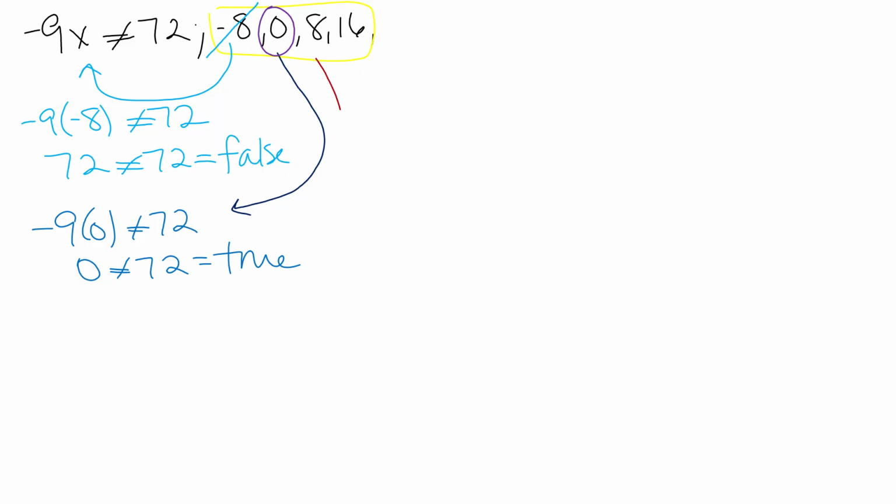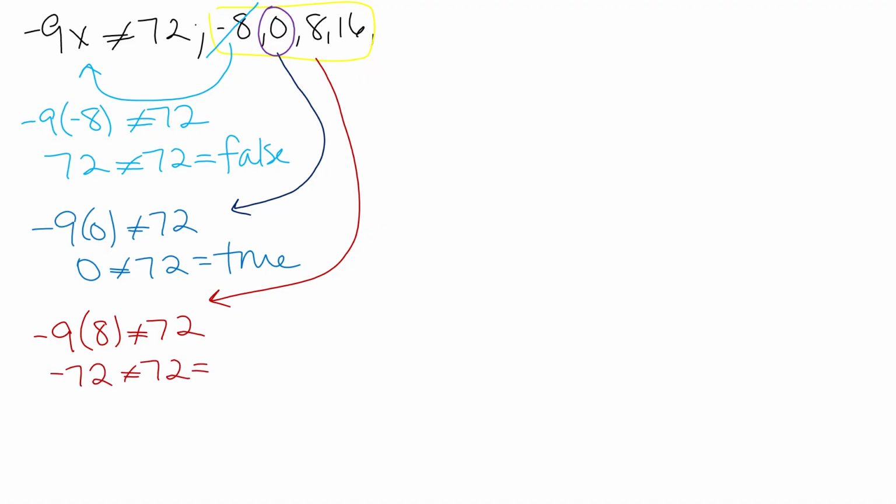Let's take the 8 and put it into our equality. -9 times 8 is not equal to 72. If I do the math on this side, it's -72 is not equal to 72. And that is true. Those are opposites, right? They are additive inverses of one another. So that makes me say that 8 is going to be in my solution set because that answer is true.